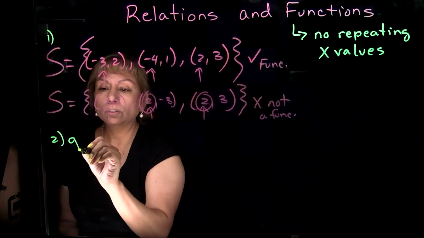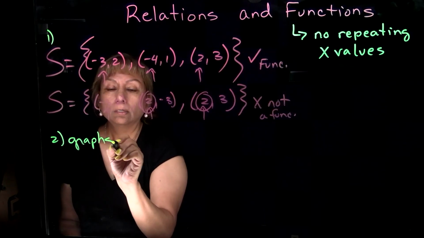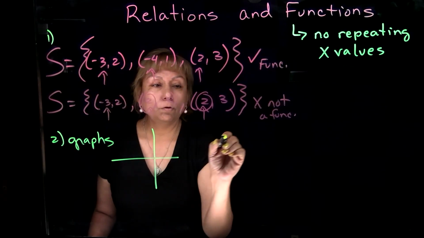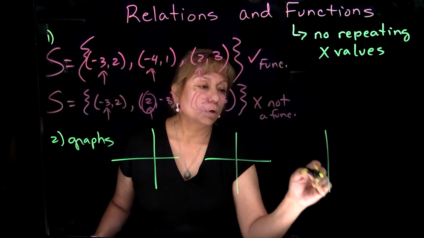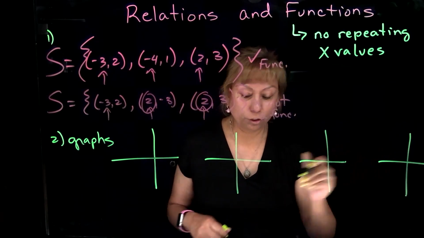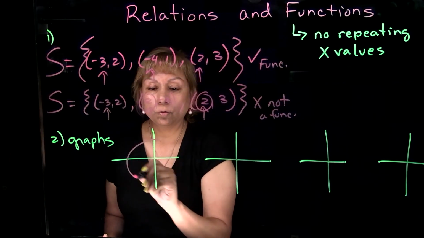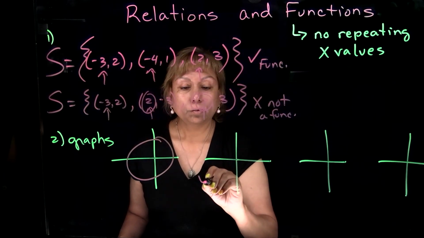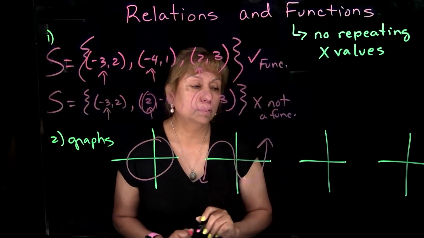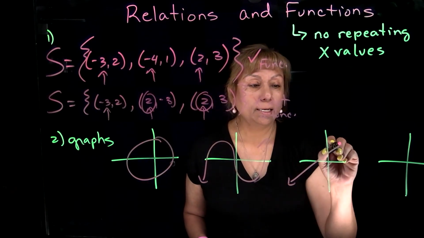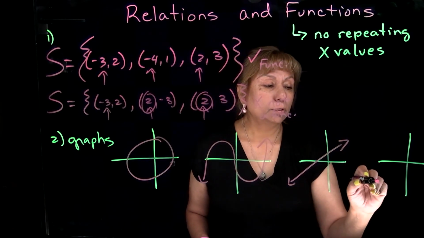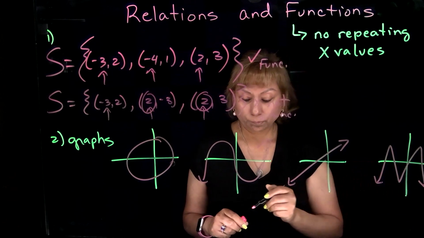Now the second method, so this was the set of ordered pairs. The second was looking at graphs. So I'm going to draw a few graphs here, and we're going to determine if these are functions or not. All right, so I'm going to draw a circle graph. I'm going to draw a wave graph. I'm going to draw a line graph. And then I'm going to draw an M graph.